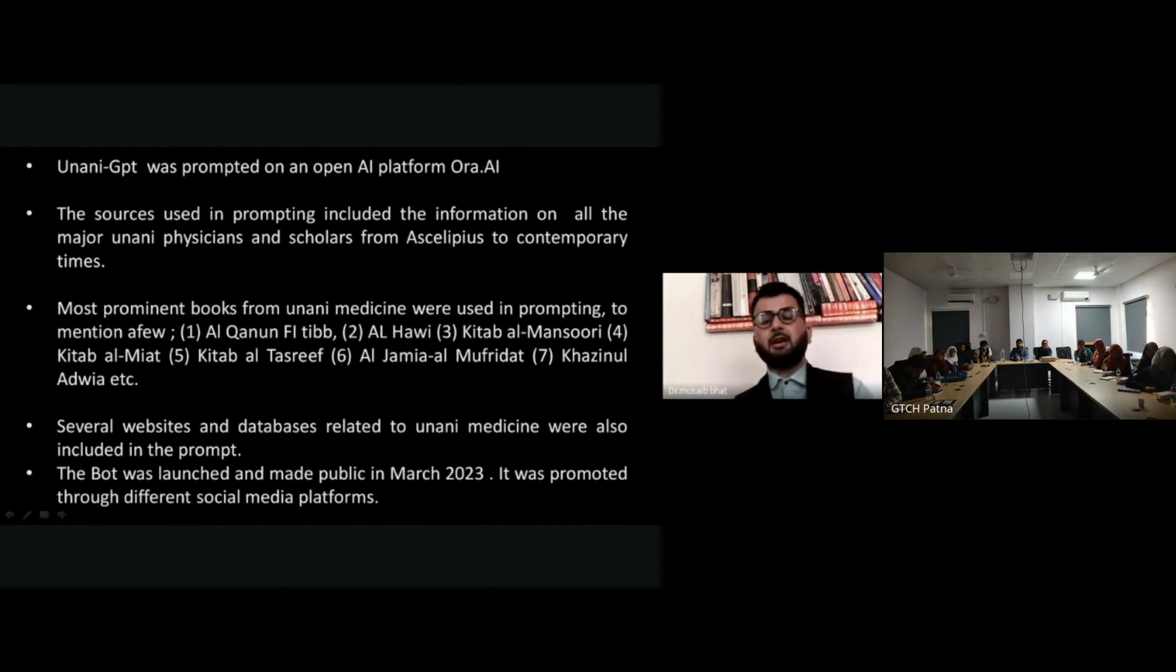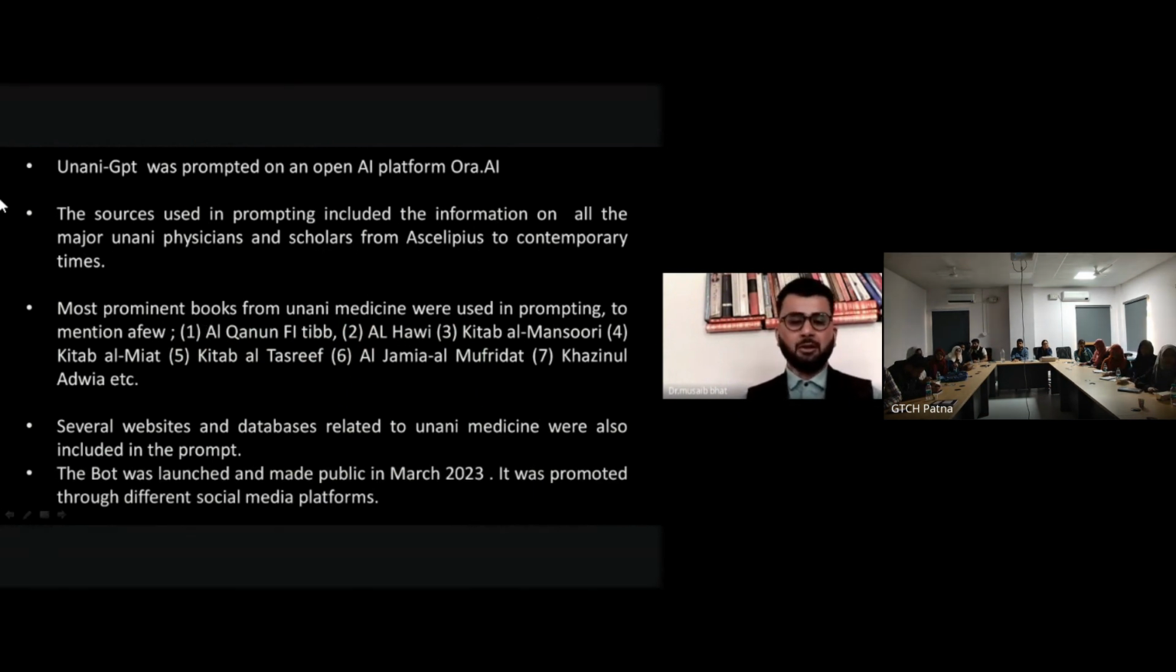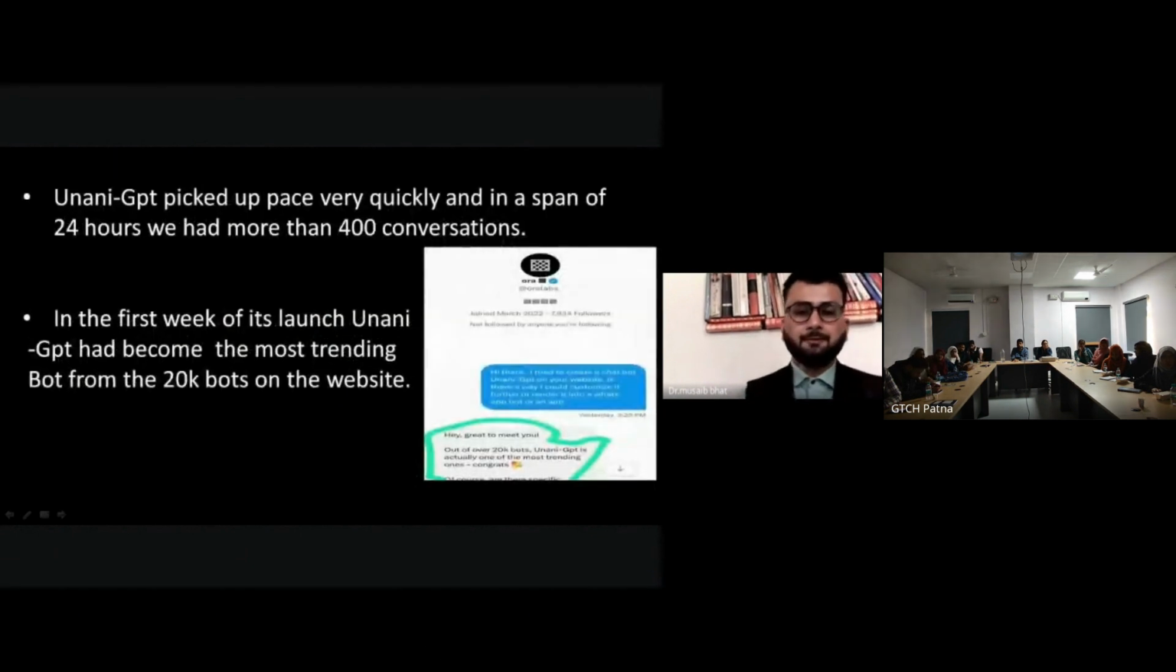Several websites and databases related to Unani medicine were also included in the prompt. So prompt is actually programming. We programmed using this information in order to make this bot. The bot was launched and made public in March 2023. It was promoted through different social media platforms.